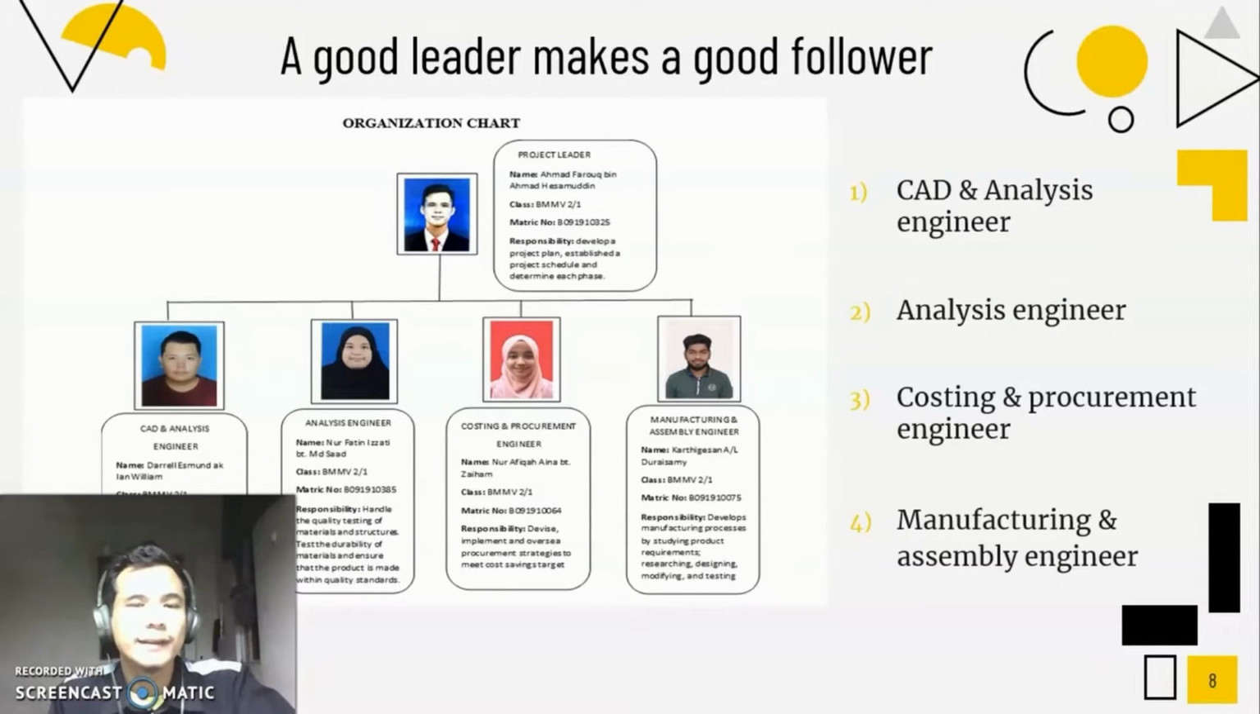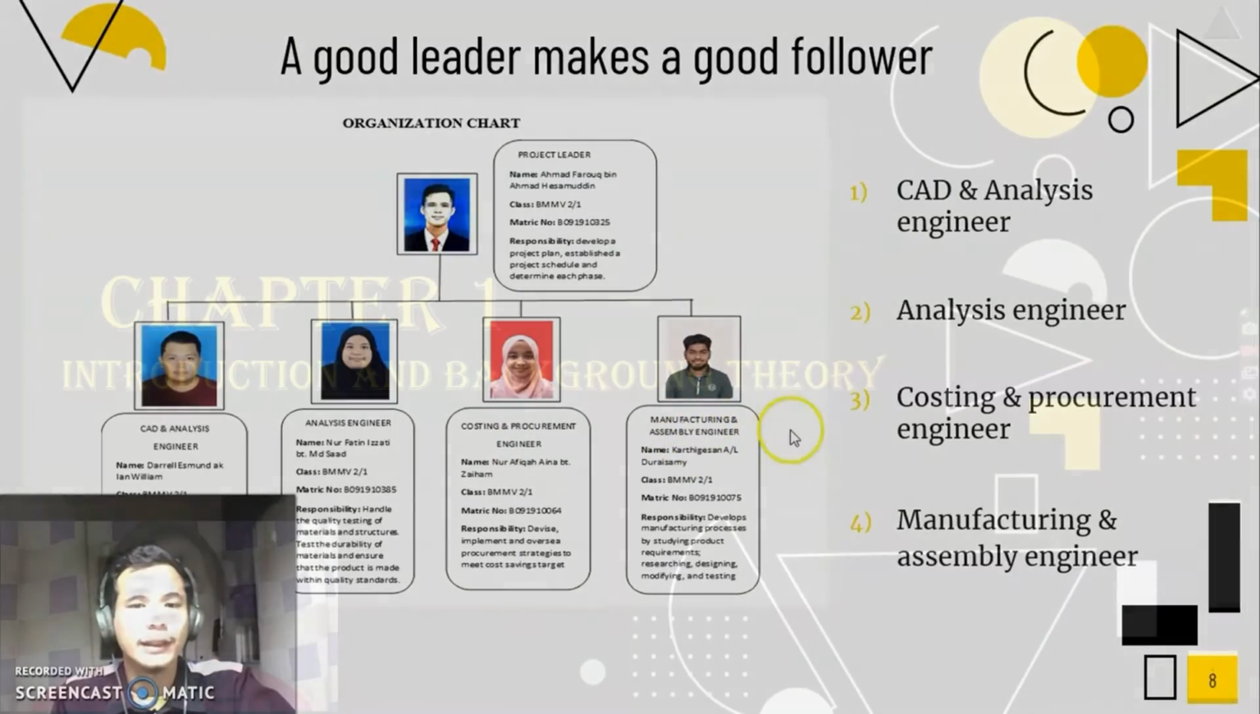So as we can see here, this is our organization chart. So you can see that this is me as a project leader. We have heard that a good leader makes a good follower. So in our organization, we have a CAD engineer, we have an analysis engineer, we have costing and procurement engineers, and the last one we have manufacturing and assembly engineers.